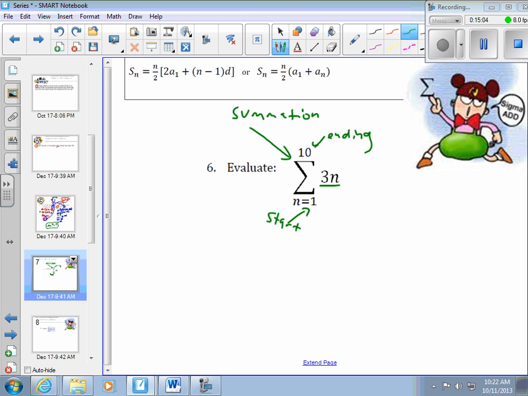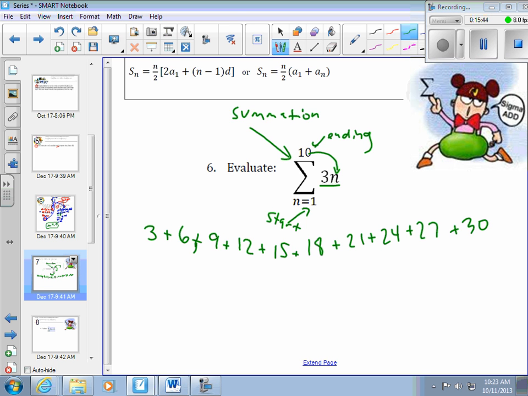So on this one, that would mean if we plug in 1, our first term would be 3. 3 times 1 is 3. If we plug in 2 for n, 3 times 2 would be 6. And we'd keep going all the way till we got to 10. So if we plugged in 3, 3 times 3 is 9. 4 times 3 is 12. 5 times 3 is 15. And we could keep going. 6 times 3 is 18. 7 times 3 is 21. 24. 27. Finally, we get to our last term. If we plug 10 in for n, 10 times 3 is 30. So they want us to add up all these numbers.